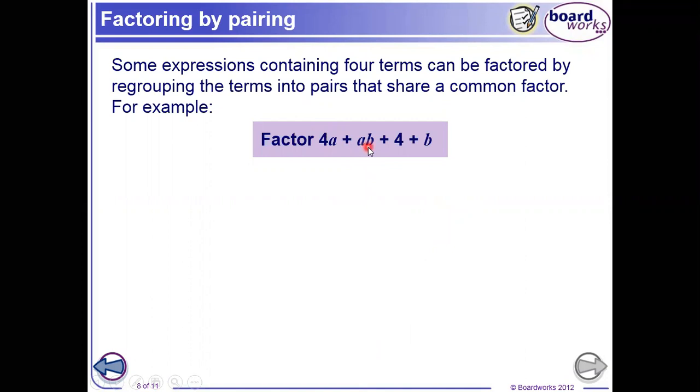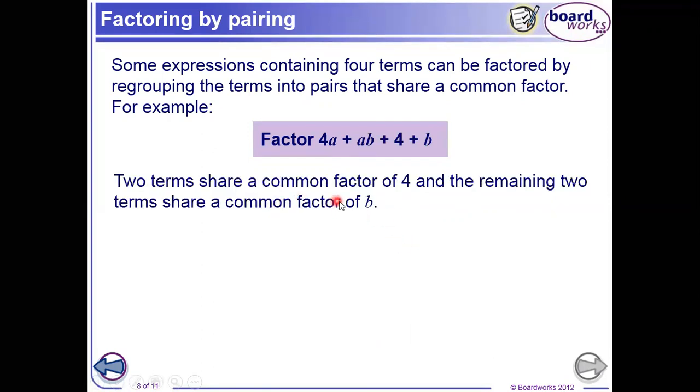So look at 4a plus ab plus 4 plus b. So the term 4a here shares a common factor with 4, and that is 4. And also ab shares a common term with b. So always pay attention when you are pairing the terms. Make sure at least the pairs you make also make up a common factor afterwards. So 2 terms share a common factor of 4 and the remaining 2 share a common factor of b, as I told you earlier. So this one and this one share a common factor of 4, then ab and b share a common factor of b.